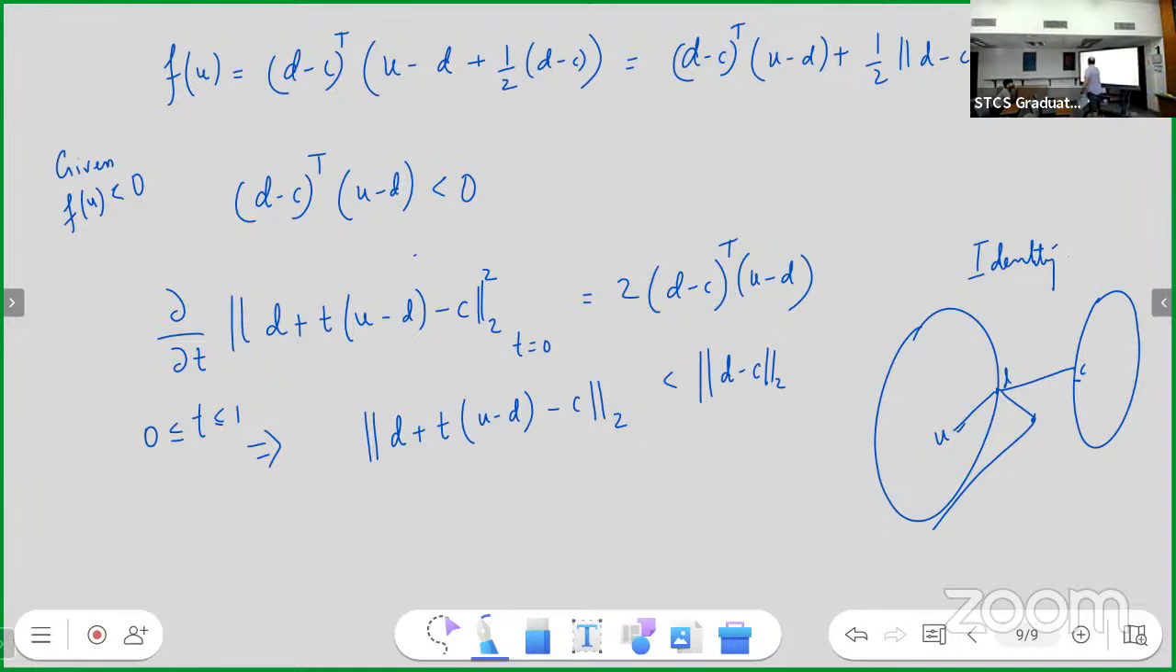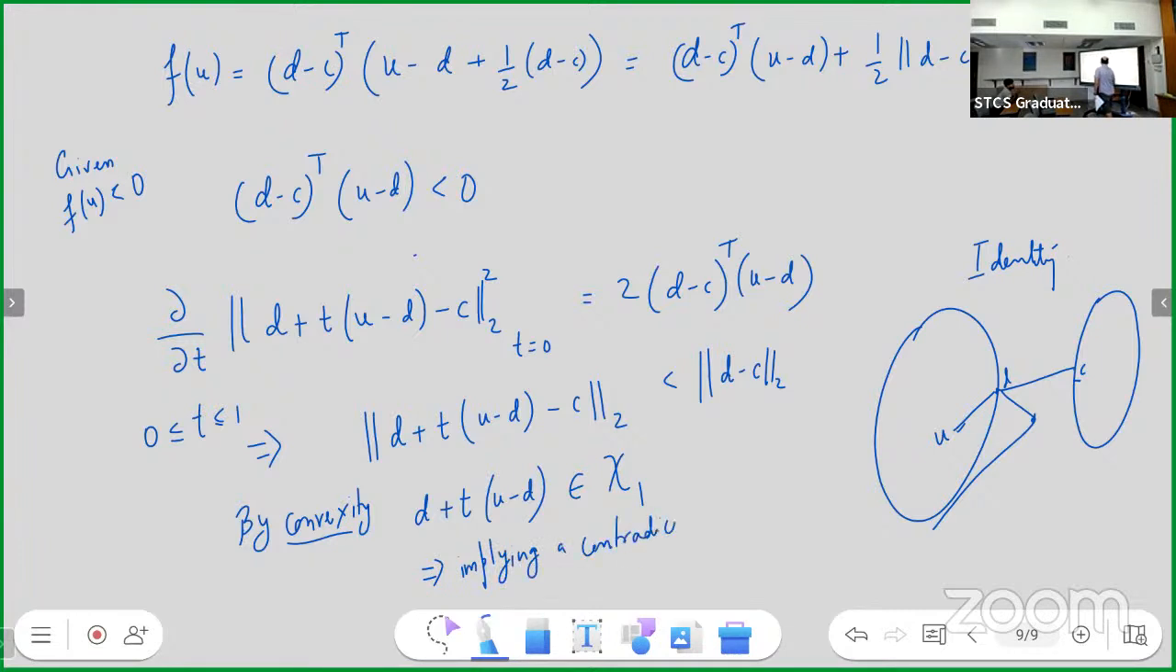So by convexity, this is where convexity comes in to help. B plus t U minus B. So another way of writing lambda x plus 1 minus lambda, this one brings t to be small, less than or equal to 1. It also belongs to X1, implying a contradiction. B is the closest.